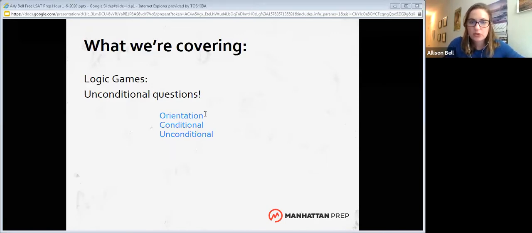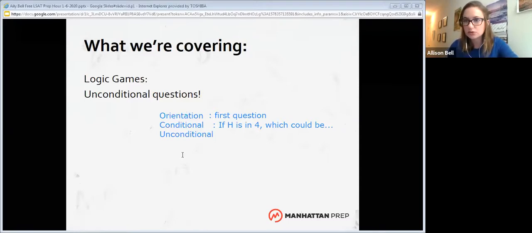Orientation questions are usually the first question after you set up a game, so they're going to be the first question after the rules. It's typically going to ask you which of the following could be a complete and accurate scenario based on the rules that you've been given. The second type is called a conditional question, and those look something like this: if H is in the fourth spot, which of the following could be true? We call them conditional questions because they give you a new piece of information, a condition that's only true for that particular question. You're supposed to imagine, okay, if this is hypothetically happening, what else could be happening, and make some deductions.